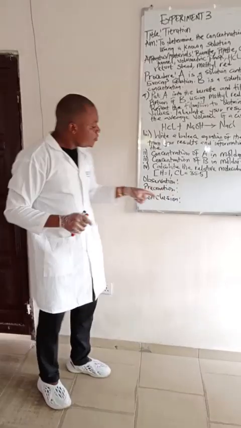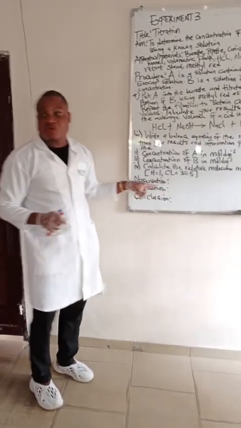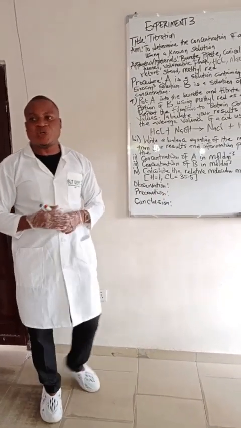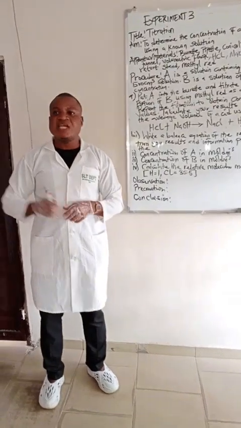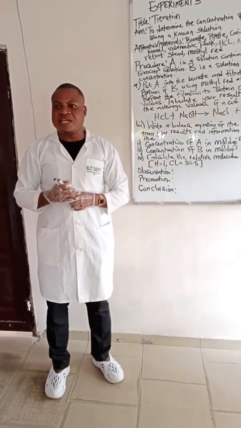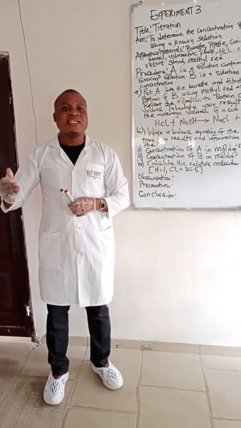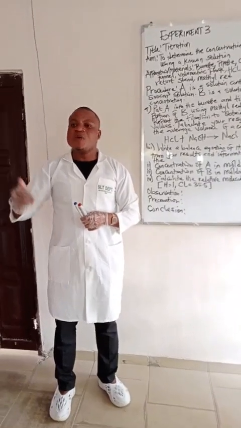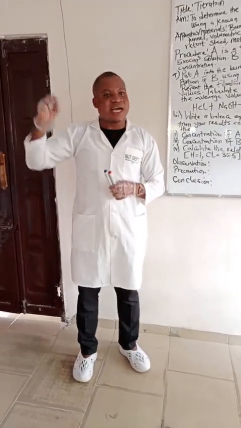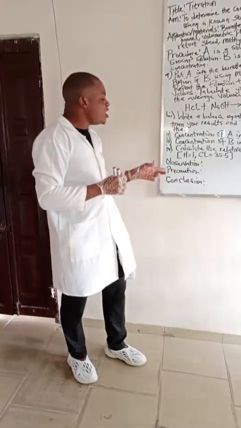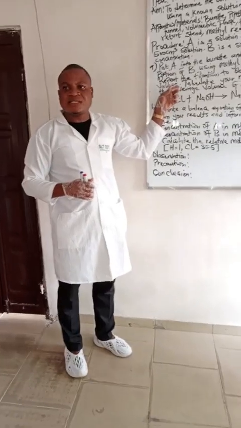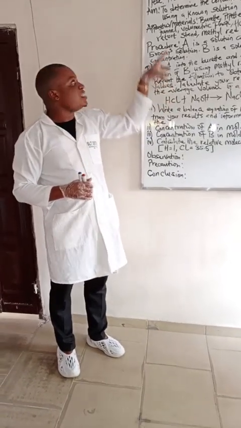Now, the next thing is precaution. Every experiment has its own precaution that must be put in place. The precaution ensures a better result at the end of the day. These are the guidelines, the safety measures you must put in place to make sure your result is accurate or your practical is accurate. There are so many precautions following this practical.